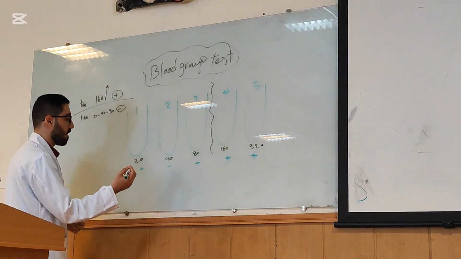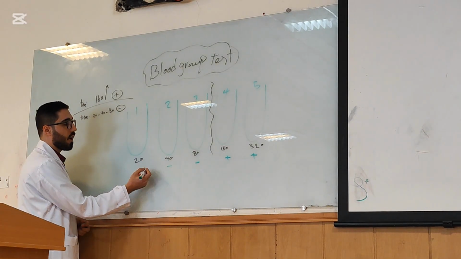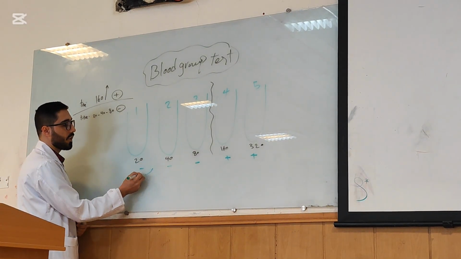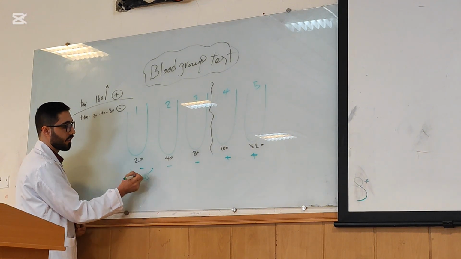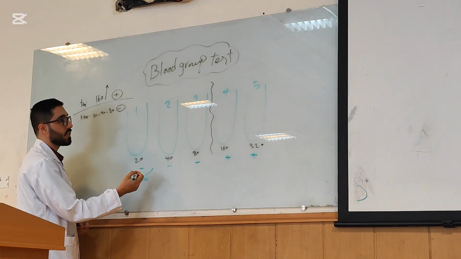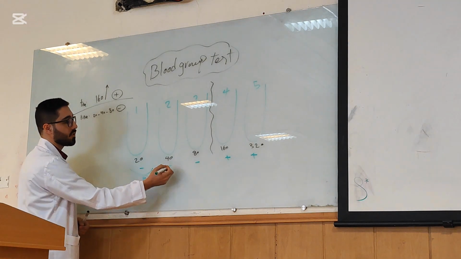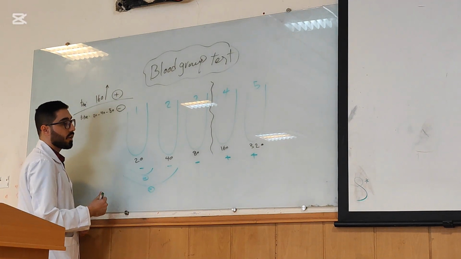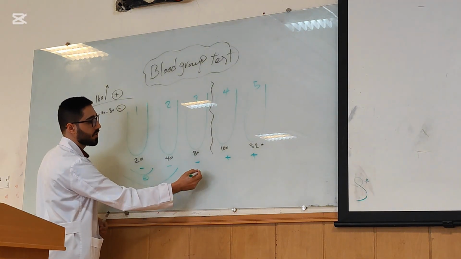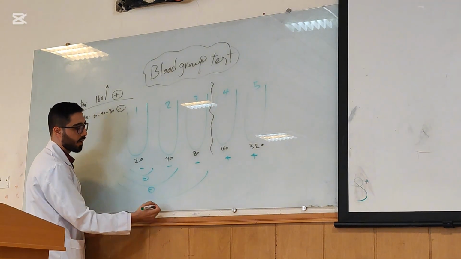Again, if you have agglutination in only tube number 1, we call it negative. If you have agglutination in 2 tubes, we call it negative. If you see agglutination in 3 tubes, we call it negative.